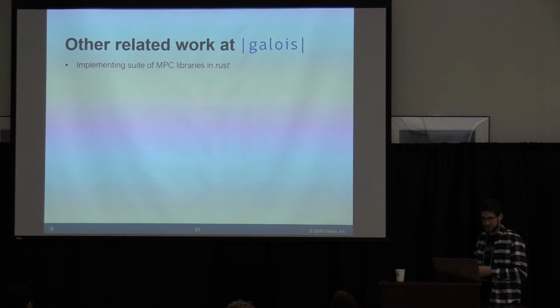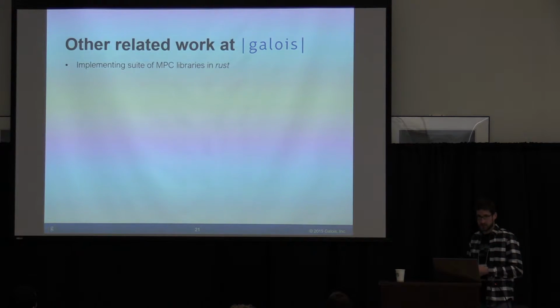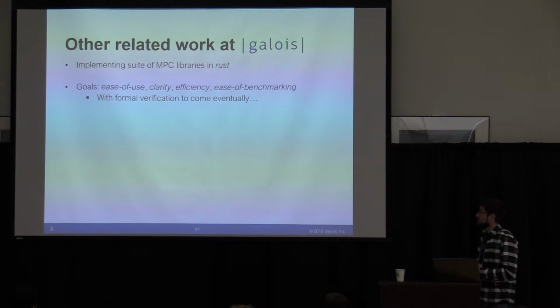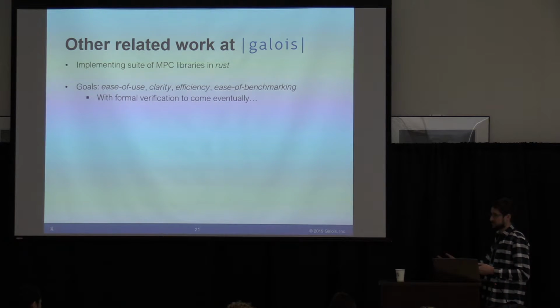I'll just briefly mention some other work that we're doing at Galois. We've been doing a lot of implementation of building MPC libraries in Rust that we're going to be making open source over time. We're really focusing on something that can be maintained, hopefully easy to use, relatively efficient, although the goal is really more the other ones rather than efficiency. We want to be within an order of magnitude, but we're not necessarily trying to be the most efficient, although if we can get there, that would be nice.